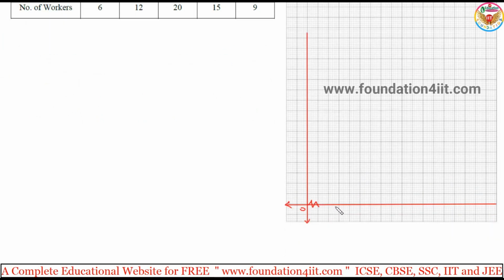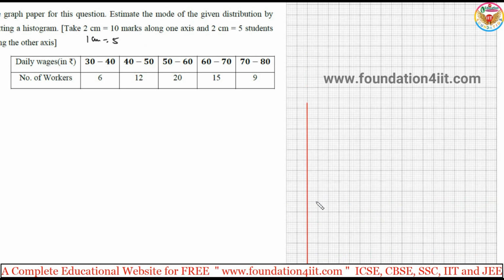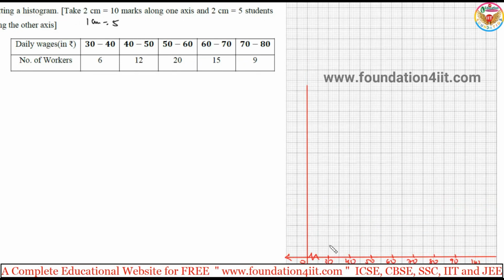I'm just taking this from 30, right? Okay, so 30 to 40. So 30, 40, 50, 60, 70, 80, 90, 100. So this is the marking. I'm just showing it small. You can take according to your original graph. 2 centimeters, 1 centimeter, 5 units. So I'm taking this one small gap as 1 centimeter. So it is the 5.